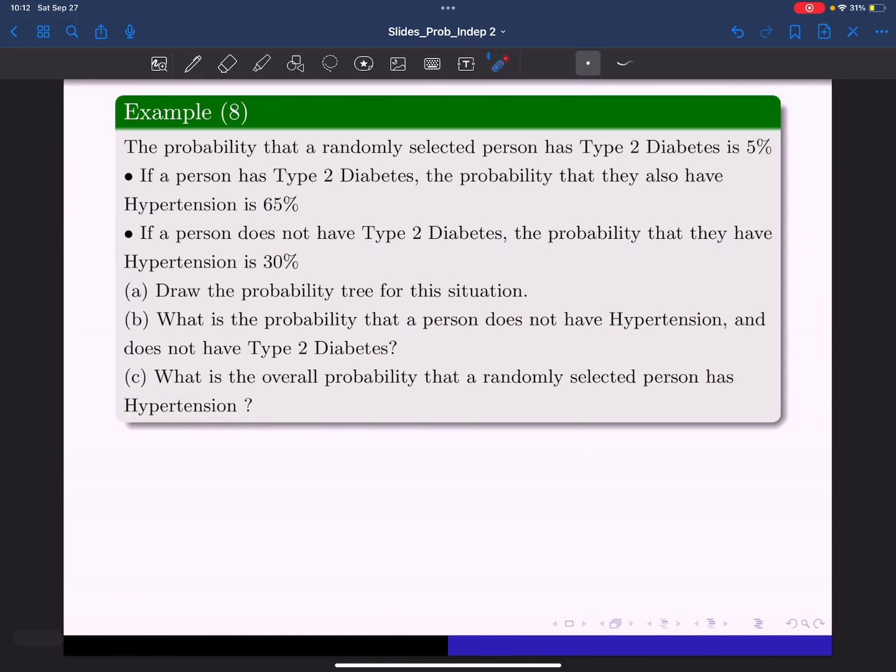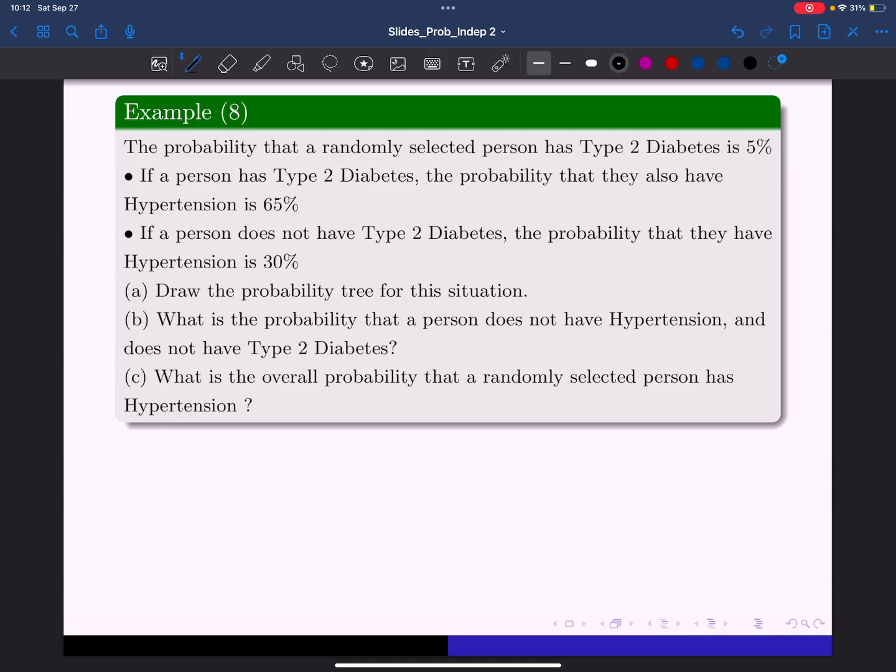Example 8. The probability that a randomly selected person has type 2 diabetes is 5%. If a person has type 2 diabetes, the probability that they also have hypertension is 65%. If a person does not have type 2 diabetes, the probability they have hypertension is 30%. Draw the probability tree for this question.